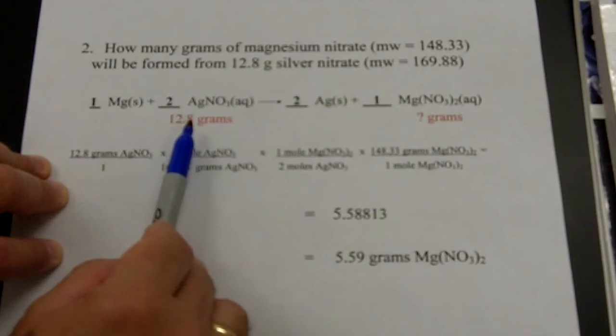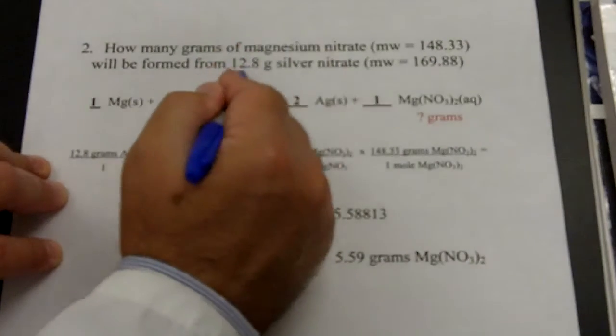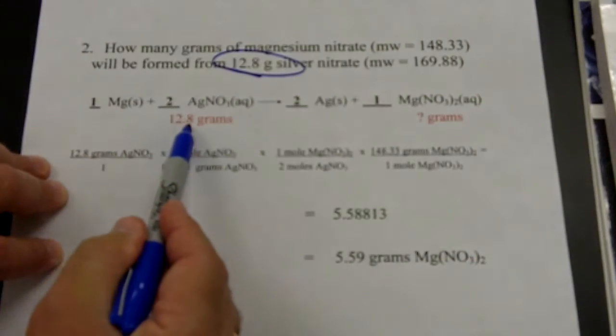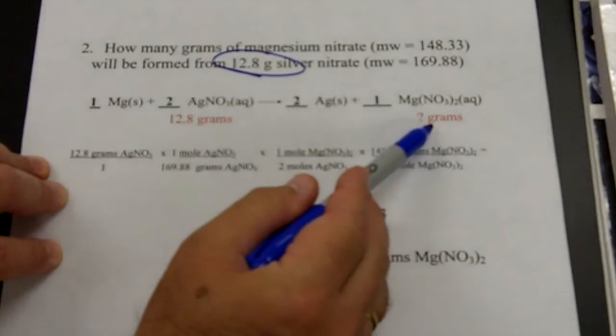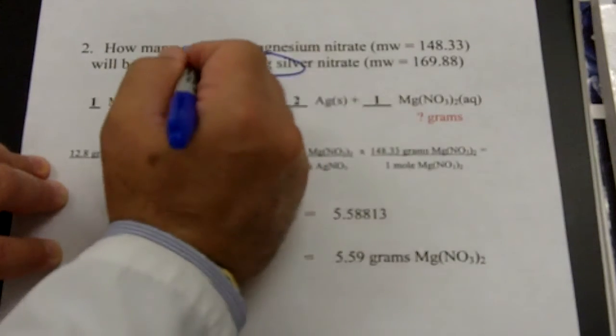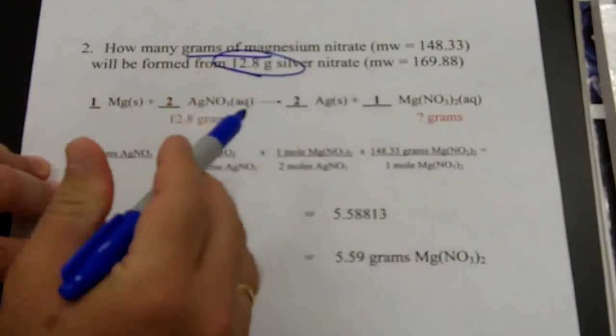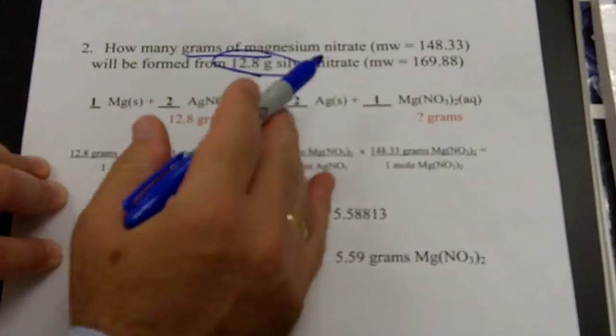They're starting with 12.8 grams of silver nitrate. Let me circle that here so I'll remember that, and write it underneath there. And I want to get to grams of magnesium nitrate. What am I going to do? Well, first of all, let me underline grams of magnesium nitrate just to remember that that's what I'm looking for.